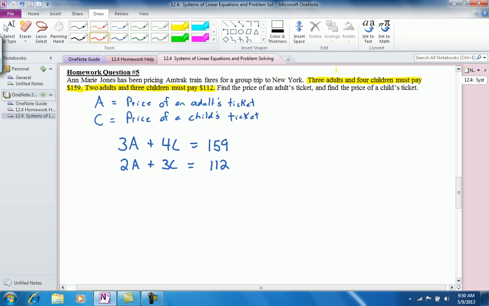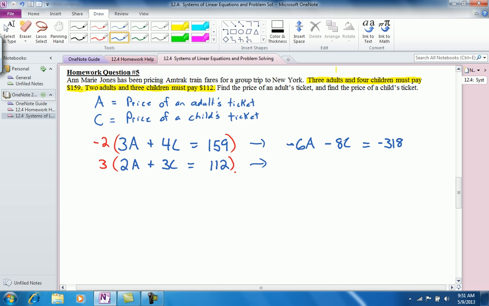I like the addition method where everything's lined up here, and I'm going to multiply the top equation by -2 and the bottom equation by +3, trying to eliminate my A's. And let's see what we get. So I'm going to distribute -2 through the top equation, and it will give me -6A minus 8C equals -2 times 159, which is -318.